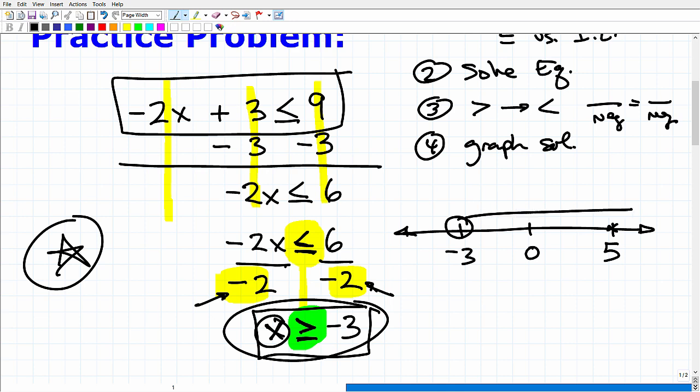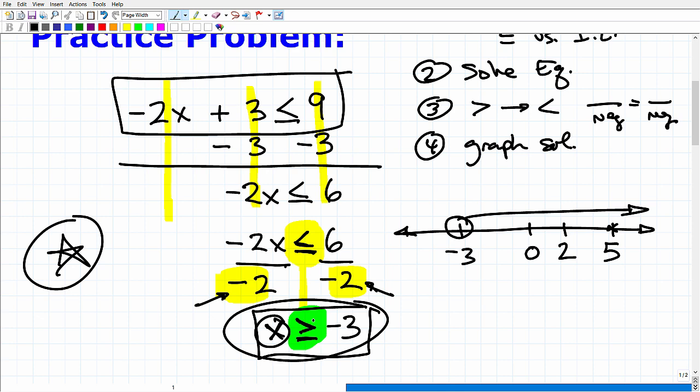So all your solutions, all these numbers in this direction are greater than -3. Okay, so all these numbers work, right? So like 2 is greater than -3. 1,000 is greater than -3. So all these are your solutions. These are all the infinite solutions that make this inequality true. So graphically, we'd like to do this.